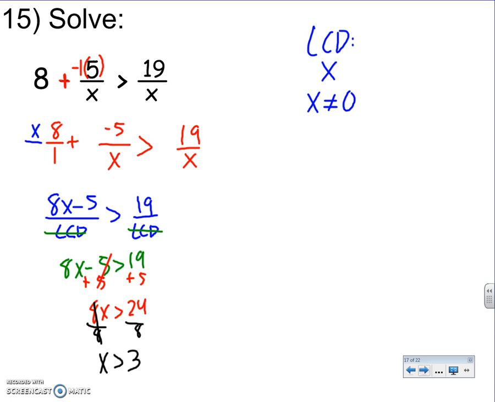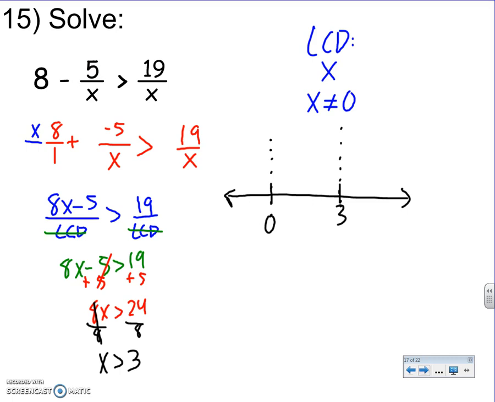Now that's not the full answer. Remember, for inequalities, you have to use the answers and the restrictions and make zones on the number line. So that means we have 0 somewhere and 3 somewhere. There are 3 sections: numbers to the left of 0, between 0 and 3, and to the right of 3. We must test one number from each section by plugging into the original problem and seeing whether it's true or not. So, let me erase this so we can see it.